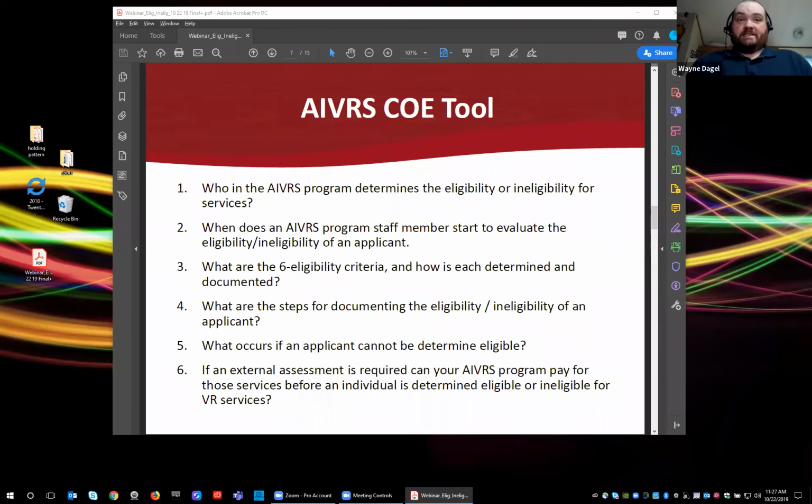And then number 6, we already answered. So yes, you can pay for assessments before they are eligible. We can pay, but it has to be only for eligibility. It can't be for anything else. The assessment has to be focused on determining eligibility.